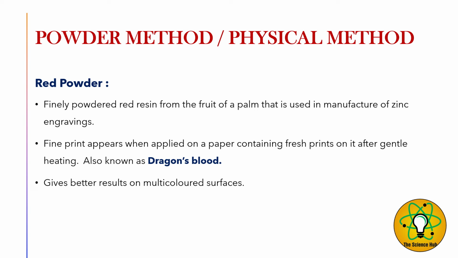Red powder, it is also known as the dragon's blood. Finely powdered red resin from the fruit of a palm that is used in manufacture of zinc engravings. Fine print appears when it is applied on paper containing fresh print on it after gentle heating. It gives better result on multicolored surface.